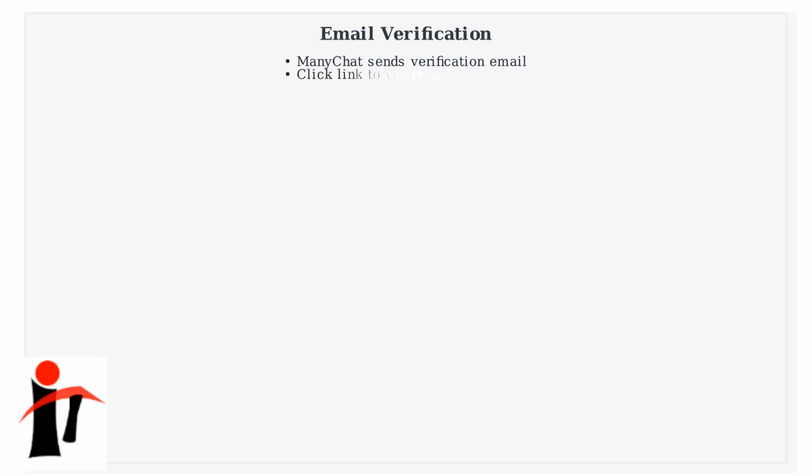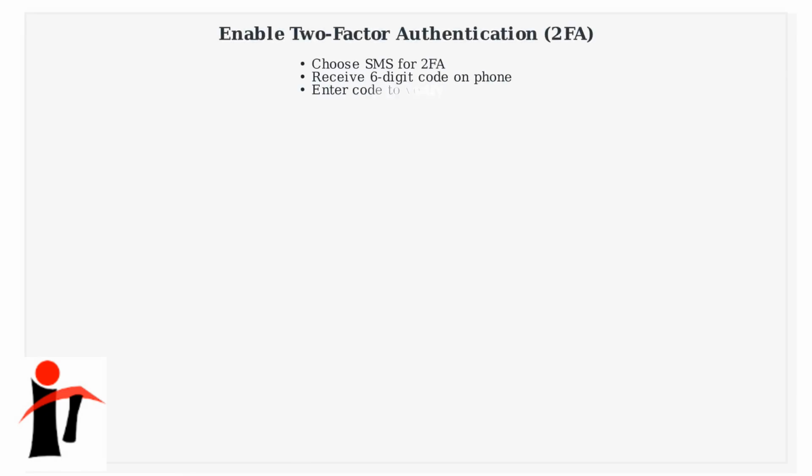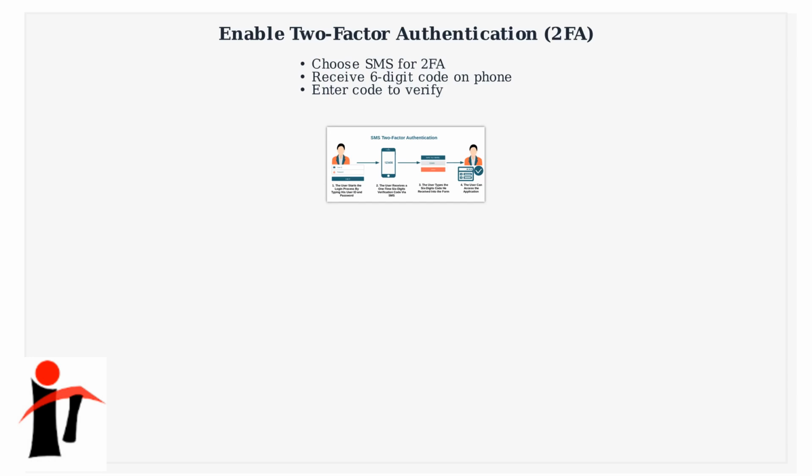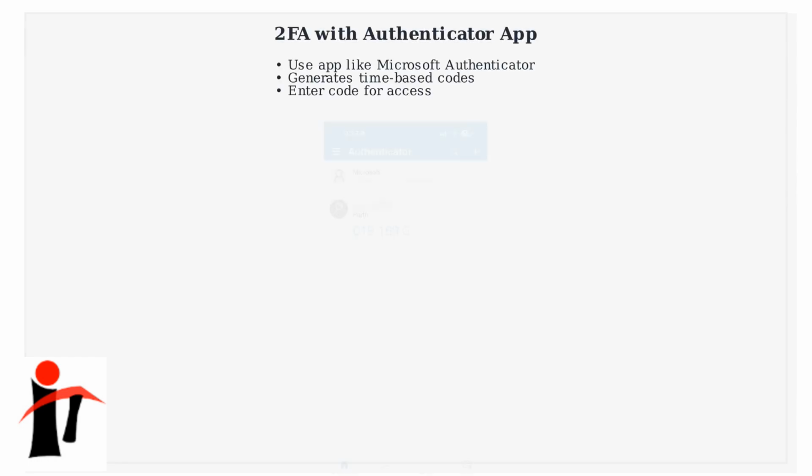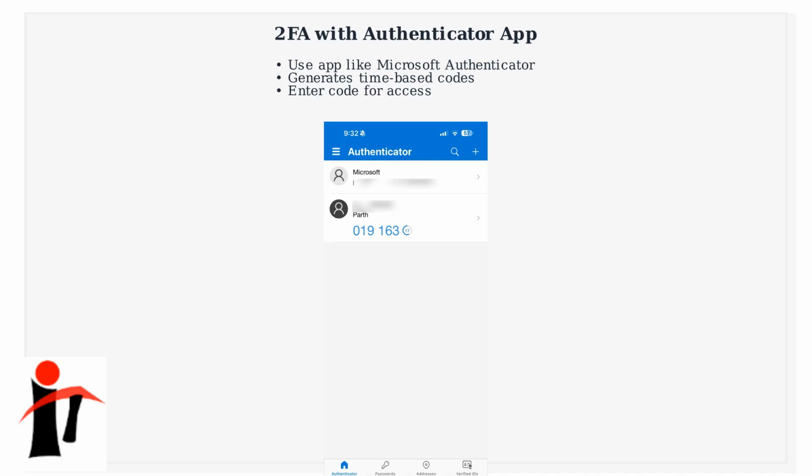After signing up, ManyChat will send a verification email. Click the link in the email to verify your account. For enhanced security, enable two-factor authentication via SMS. You'll receive a 6-digit code on your phone to enter for verification. Alternatively, use an authenticator app like Microsoft Authenticator for 2FA. The app generates time-based codes for secure access.